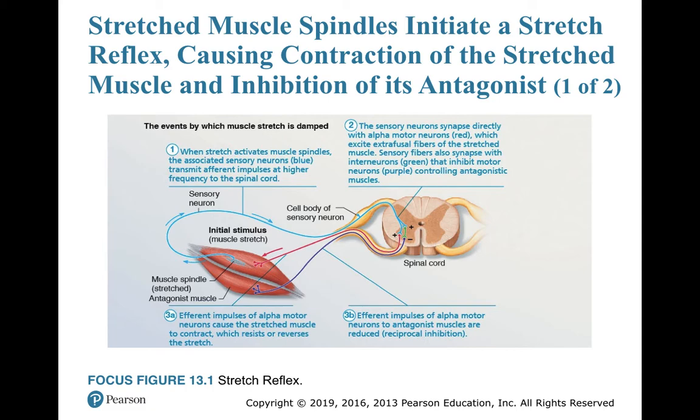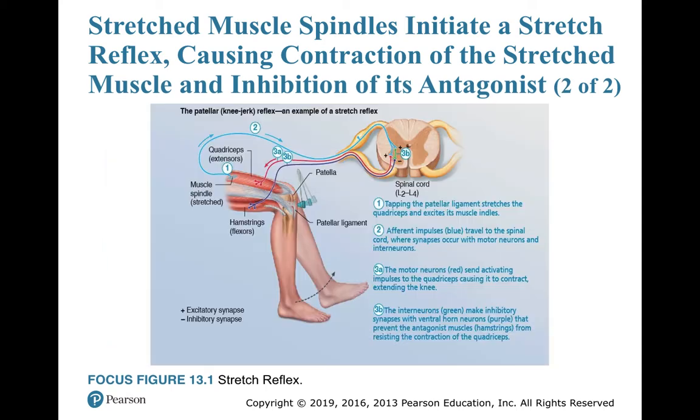So when a muscle stretches, the activated spindle's sensory neurons transmit afferent impulses at a higher frequency to the spinal cord. The sensory neurons synapse directly with alpha motor neurons, which send signals to the target cell, and that target cell causes the efferent muscles to contract and relaxes the ones on the other side of the joint. Shown here with the knee jerk reaction, or the patella reflex.